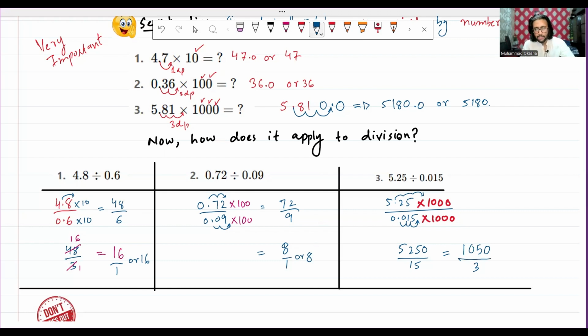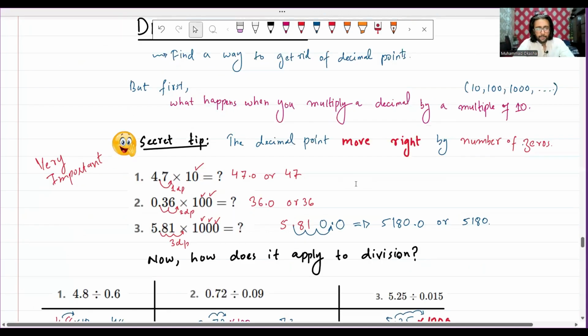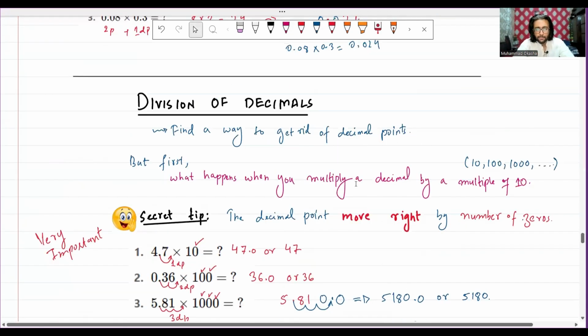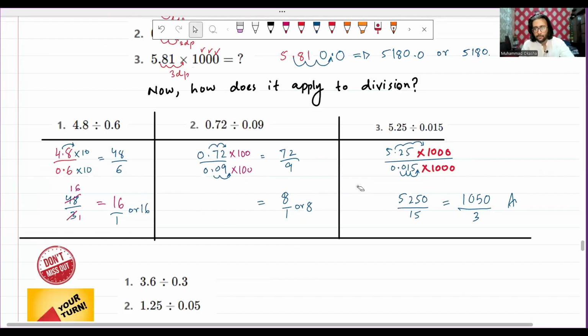Okay, so that's how I simplified. That's how I did the division of the decimals. Okay, 1050 divided by 3, you can perform a long division. And I think you can further divide it by 3. So if you divide it by 3 on both sides, 3 ones are 3, 3 fives are 15, 3 threes are 9. The answer will be 350 divided by 1, or just 350.